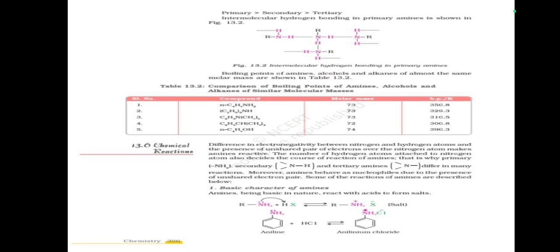Basic character of amines: amines, being basic in nature, react with acids to form salts.